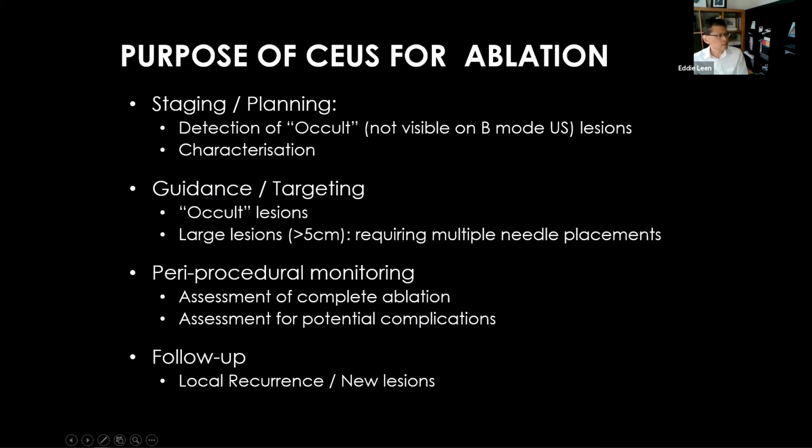So the purpose of CEUS for ablation is really, in the first place, staging and planning. That is, more importantly, for those tumors which are not visible on the B-mode scan and only visible on the contrast mode. These are what I call the occult liver tumors. But more importantly, we can't assume every lesion that we see on the liver is actually malignant. So there is a need for characterization, and we'll show some examples where that is important.